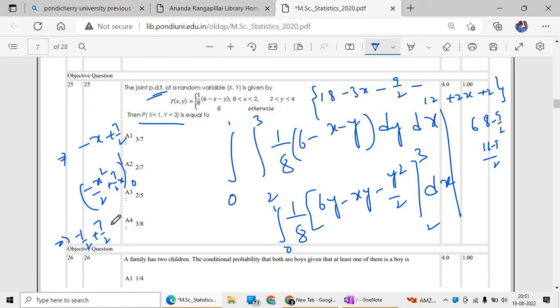Some mistake happened. Here 1 by 8, oh 1 by 8 is there, remember. Here 1 by 8 is there. Now the answer will come 6 by 16, that implies 3 by 8. So option D is the correct answer.